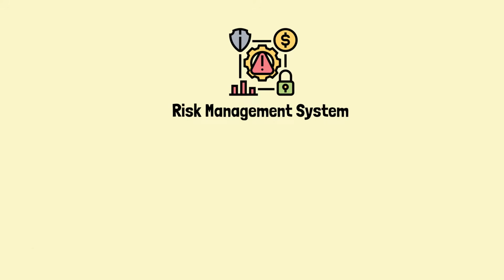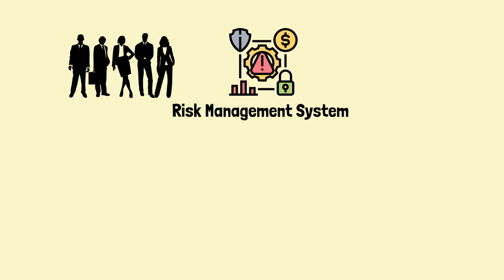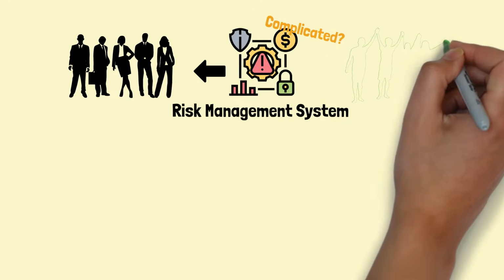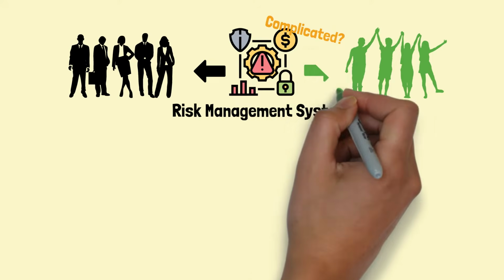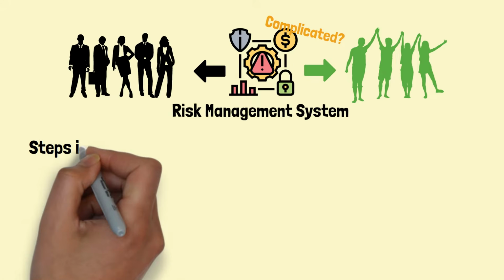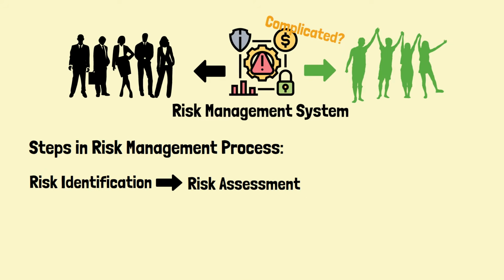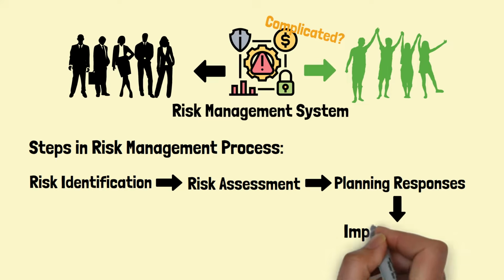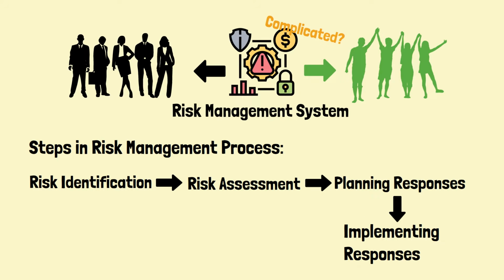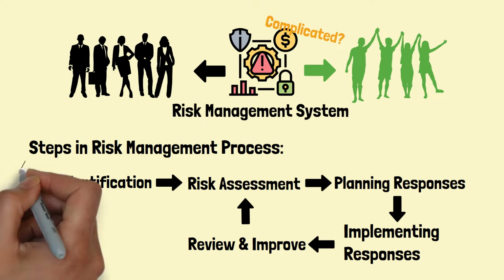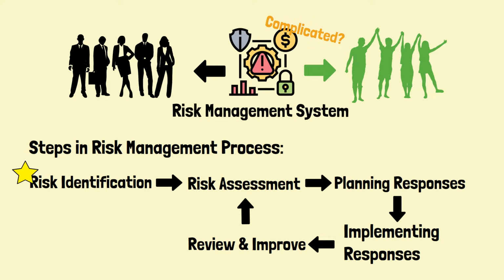In the corporate world, risk management system has been implemented to effectively manage risks. Although it may sound sophisticated and advanced, individuals can use the technique to manage their personal risks in the daily life. A risk management system is made up of the following steps: risk identification, risk assessment, response planning, implementation of risk response, and review and improve. This video will be focusing on the first step, which is risk identification.